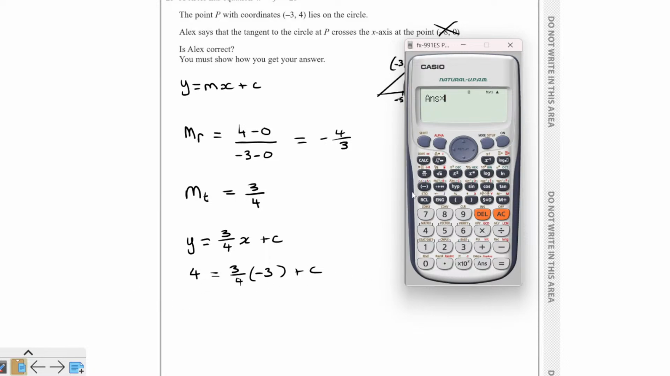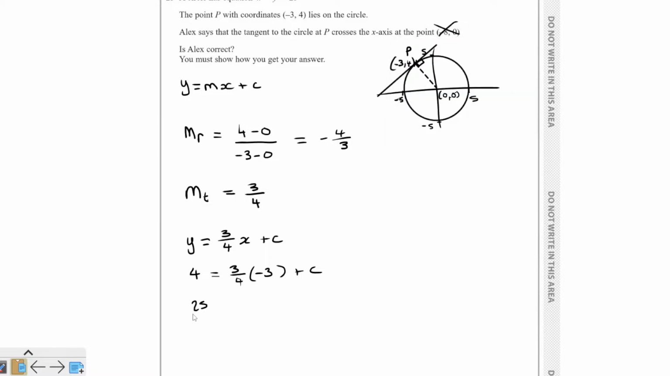So 9 over 4 plus the 4 on the other side. Oh, make sure you put the plus in there. You can either write it as 25 over 4 or technically 6.25. So my actual equation of the tangent is y is equal to 3/4 x plus 25 over 4.